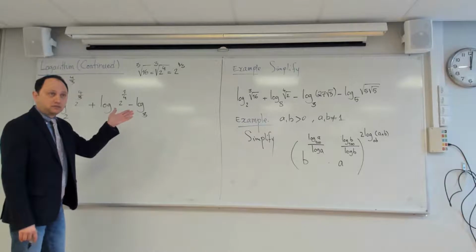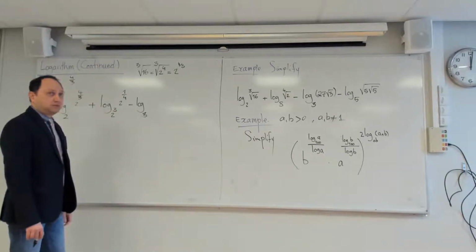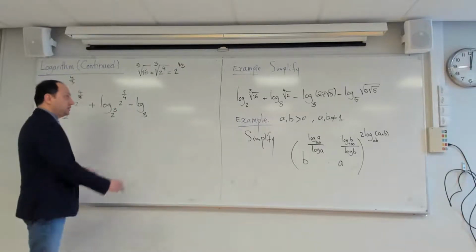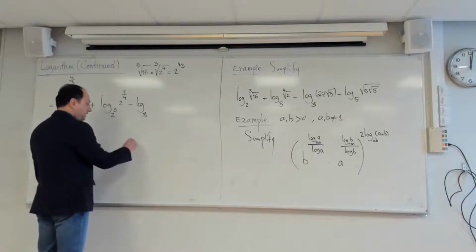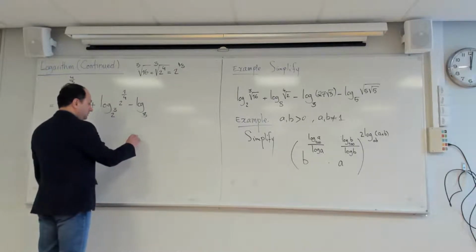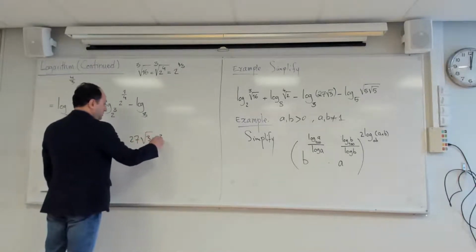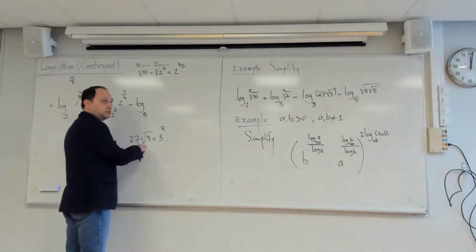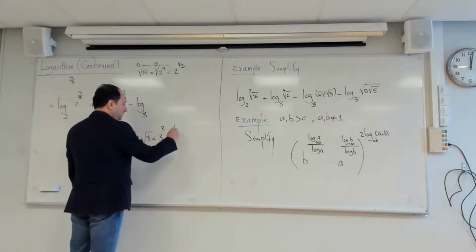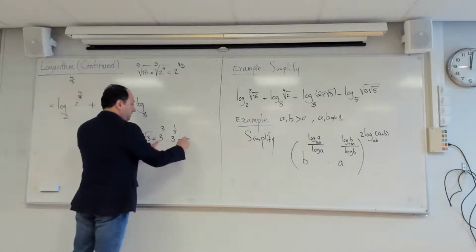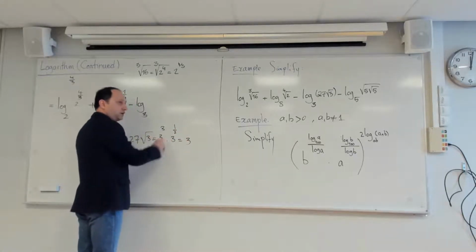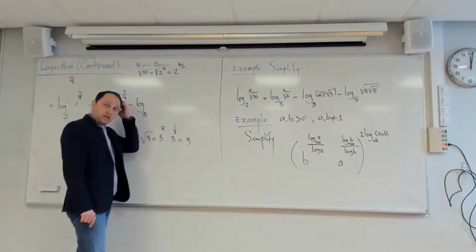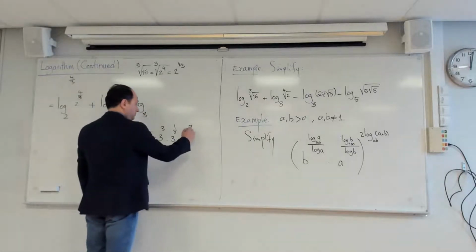Can you see why? Because 27 is what? Everyone agrees. What is 27? 3 to the power of 3, yes? And what is the square root of 3? 3 to the power of half. Okay. So do you really have trouble with adding 3 to 1/2? So what's the answer? 7/2.